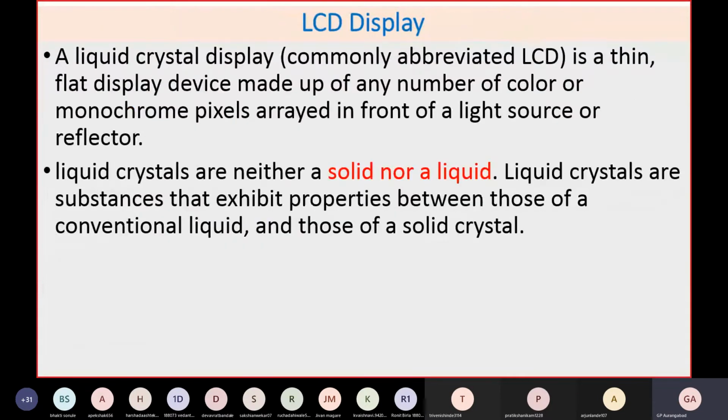Now, liquid crystal display, commonly abbreviated as LCD, is a thin flat display device made up of any number of color or monochrome pixels in front of a light source or a reflector. That means many pixels are arranged in front of a light source or a reflector. As I said, liquid crystals are neither a solid nor a liquid. Liquid crystals are substances that exhibit properties between those of conventional liquid and those of solid crystal.